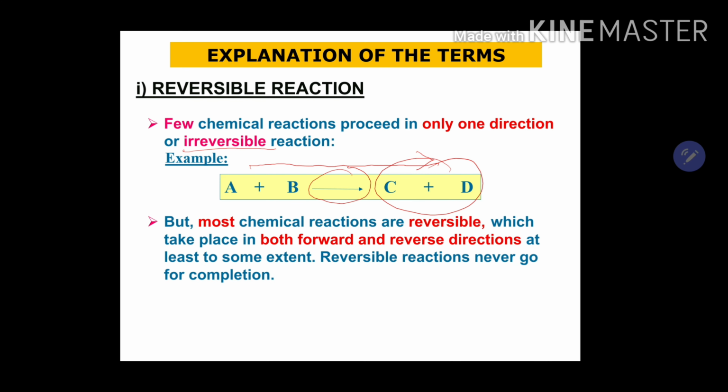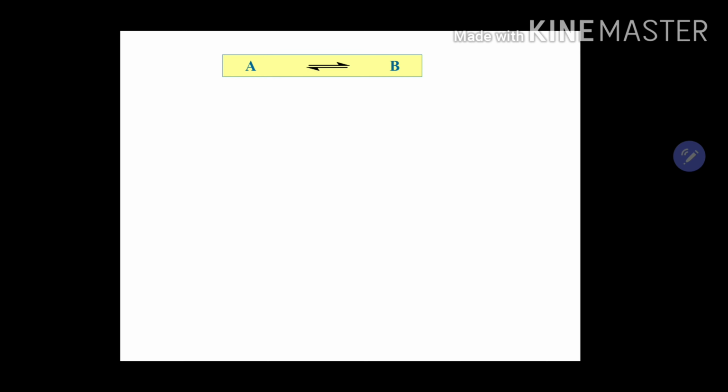But most chemical reactions are reversible, which takes place in both forward and reverse direction, at least to some extent. Reversible reactions never go to completion. Now consider this equilibrium system. A is the reactant, while B is the product. The double-headed arrow in the equation indicates a reversible reaction.